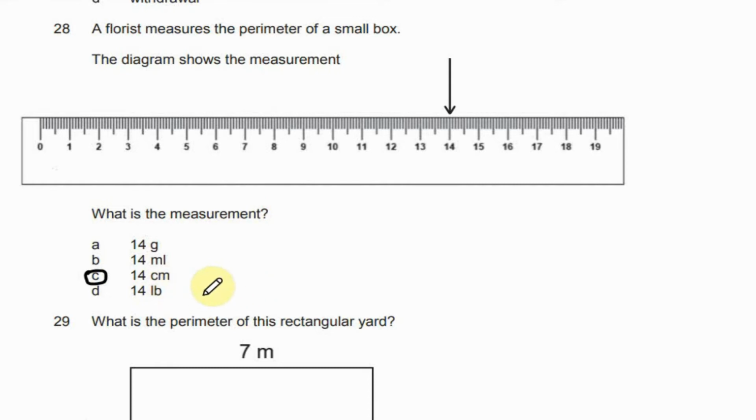All right, so once we're talking about perimeter, we're talking about length and distance. So therefore our answer would have to be in centimeter or meter, or one of those measurements. That speaks to length. So therefore option C right here would have been our answer.